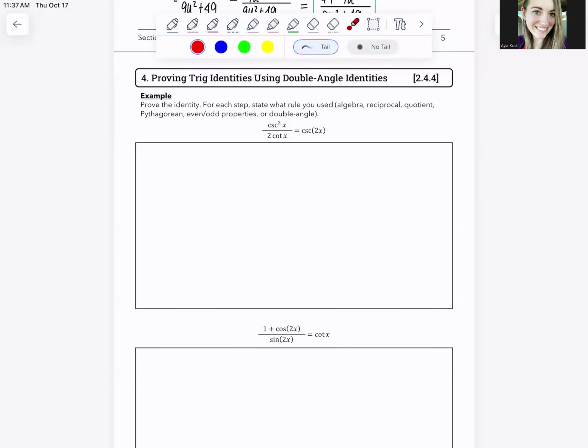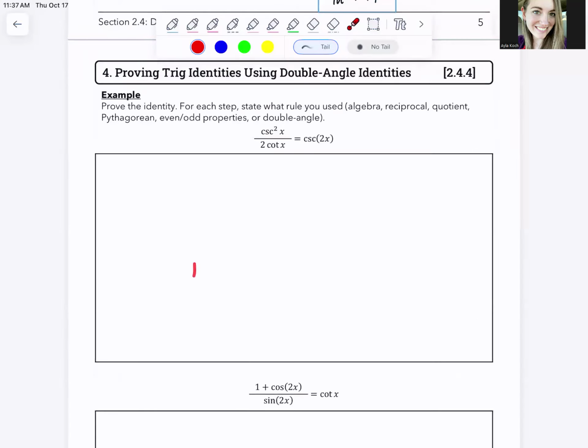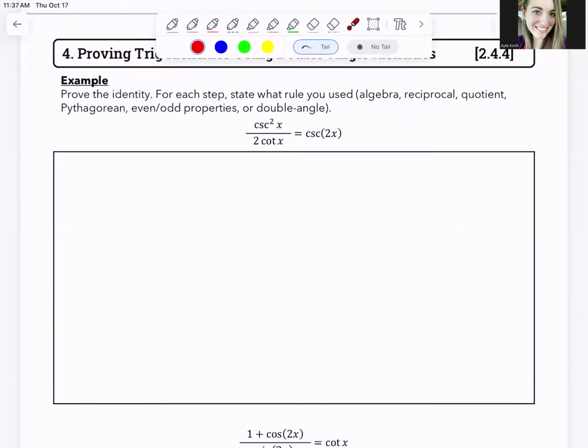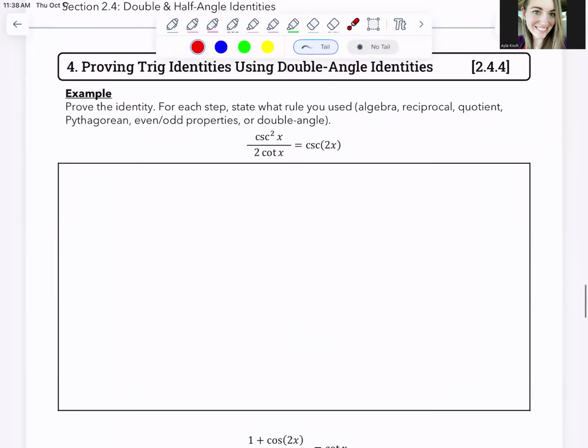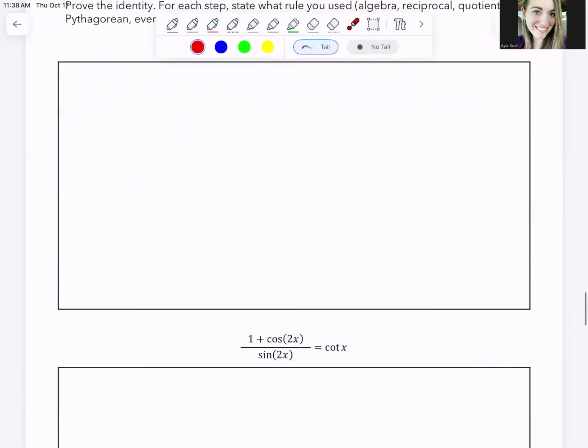Proving trig identities using double angle identities. All right, so these are just like the proving trig identities from the previous section when we did trig identities. It's just we have something new. We have double angle identities that we can use here. I have two examples for you.